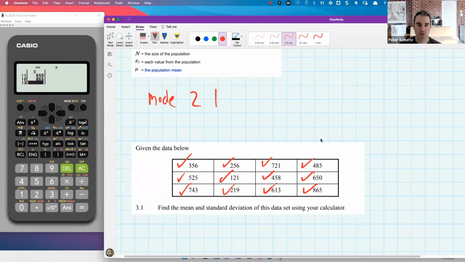So what do we do after that? That is the next question. Let's see if I've given enough time for students to put the data in their calculators. Wait a little bit more time.